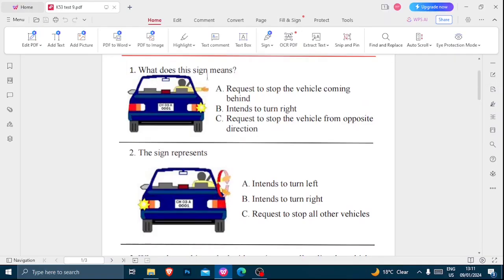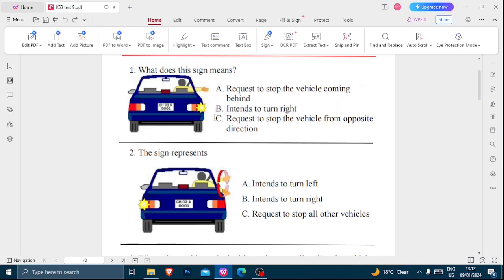Number 1 says, what does this sign mean? Option A, request to stop the vehicle coming behind. B, intending to turn right. C, request to stop the vehicle from the opposite direction. As you can see, this driver is turning right, and you can see here by the indicator is on the right. So this hand signal shows an intent to turn right. So this one is the correct answer here.